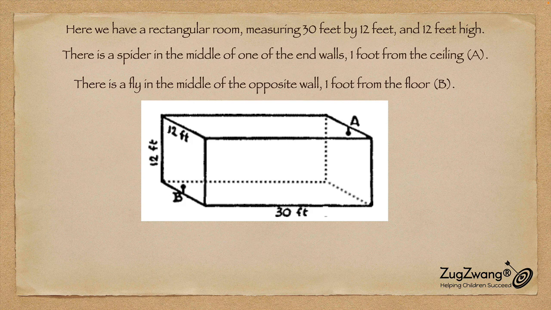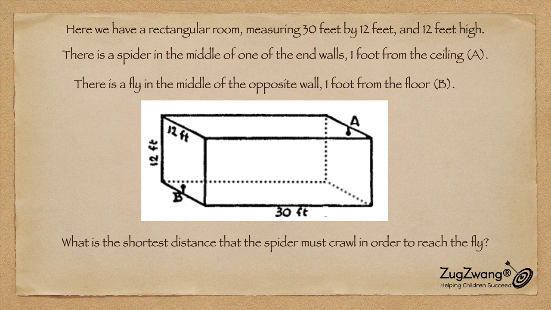Now the question is, what is the shortest distance the spider must crawl in order to reach the fly? Let's assume that the fly at point B is stationary. The fly doesn't move while the spider comes in and captures it. This is not a very simple problem because it's three-dimensional and a little hard to visualize, but let's try our best. One mathematical problem solving strategy is to try out different options and see what is the best way in which it can work out.